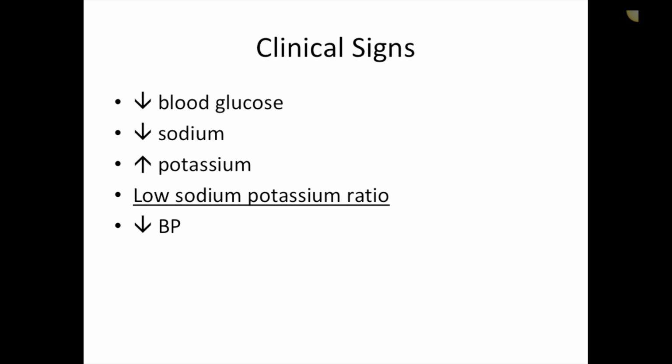So then the body just quickly eats up the blood glucose that it has. We're seeing a decrease in sodium and an increase in potassium. And that low sodium-potassium ratio is a keystone to Addisonian, definitely, especially in Addisonian crisis.